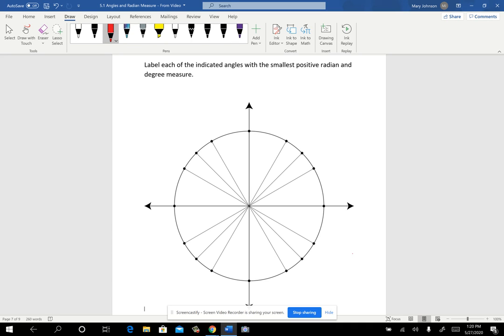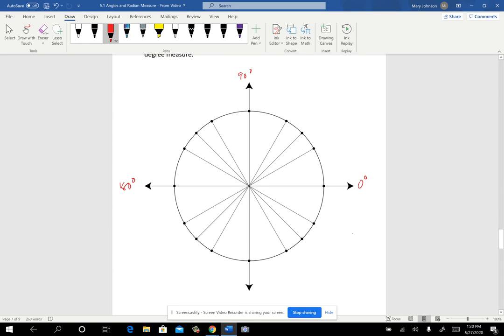Okay, so I think it's pretty good to start with to label the quadrantal angles. So like this would be 0 degrees, this would be 90 degrees, this would be 180 degrees, and then down here at the bottom, see if I can move that up a little bit, that would be 270 degrees.